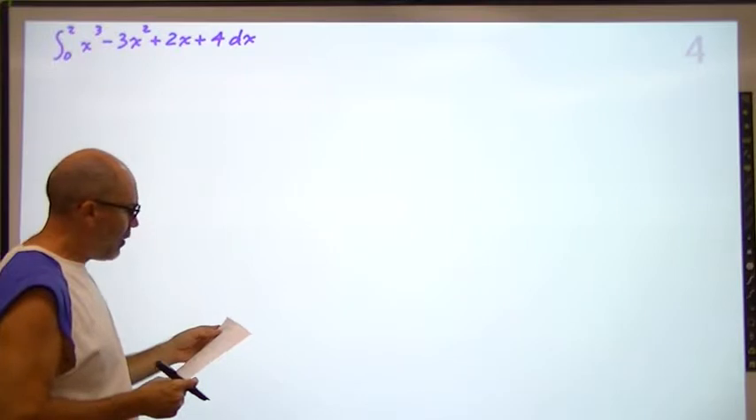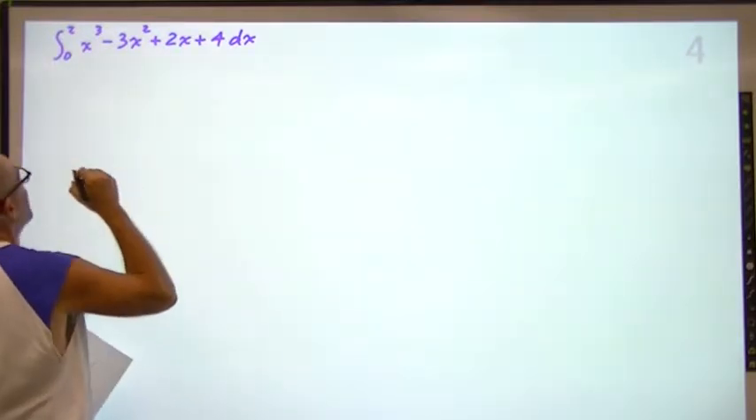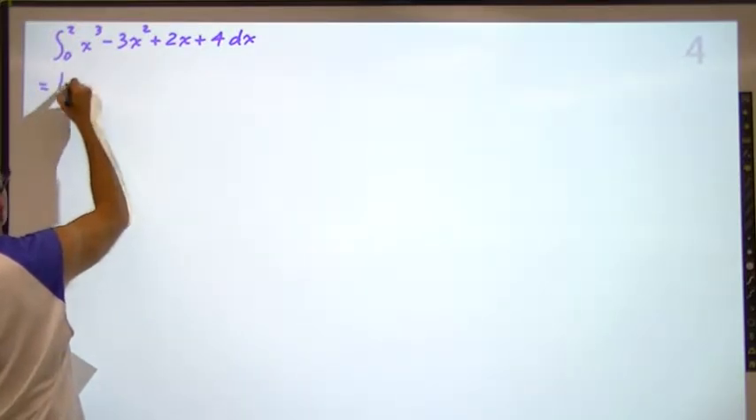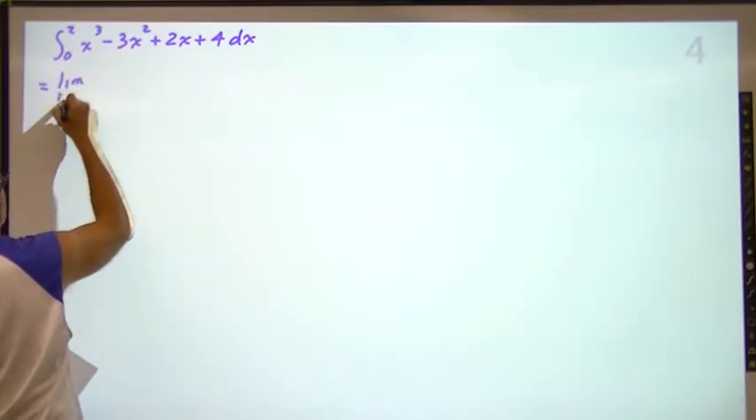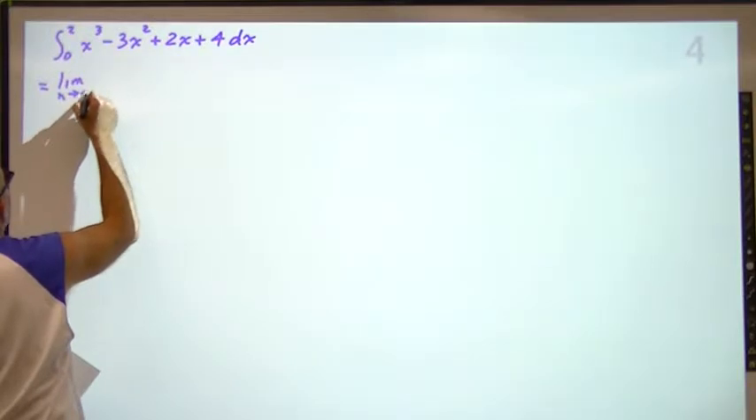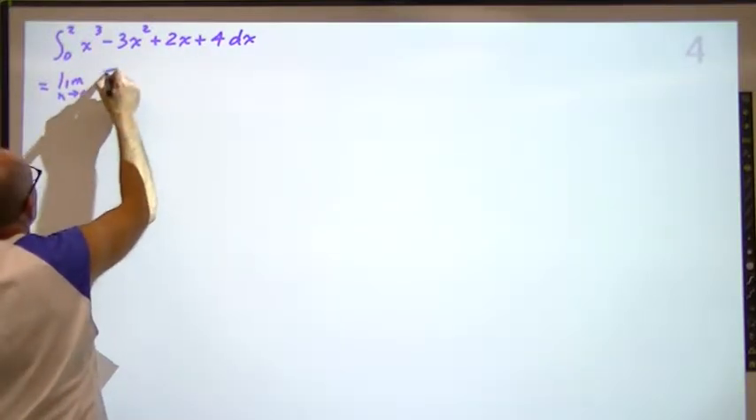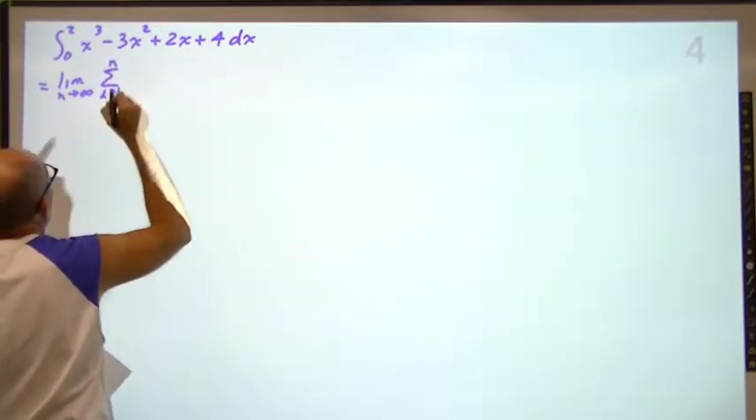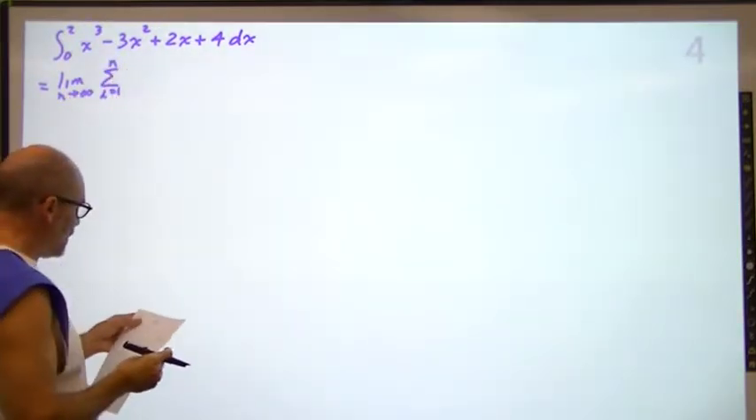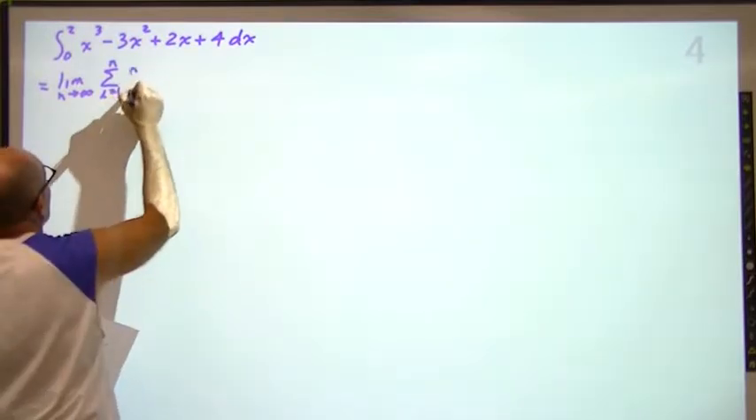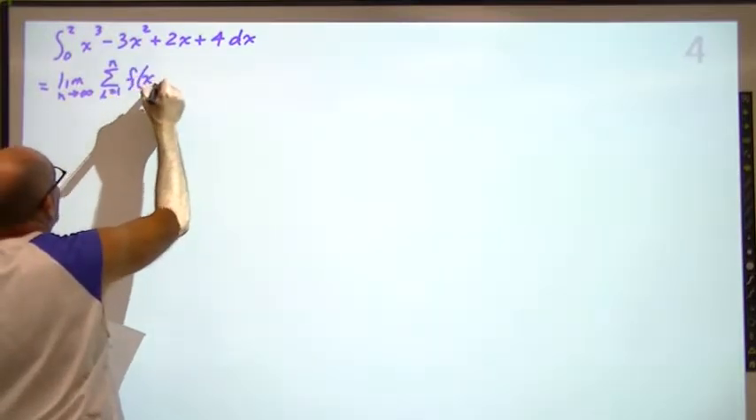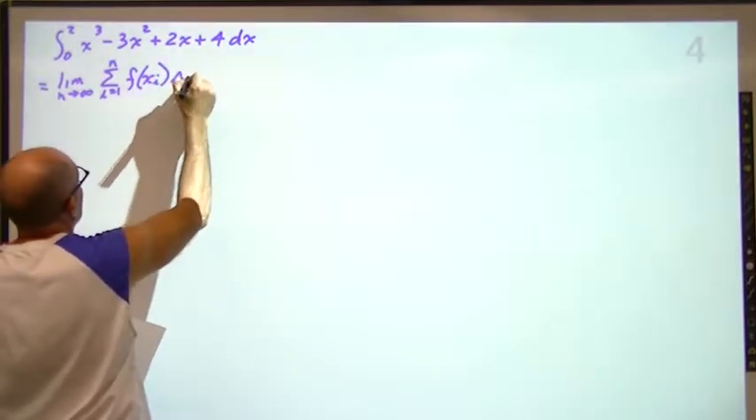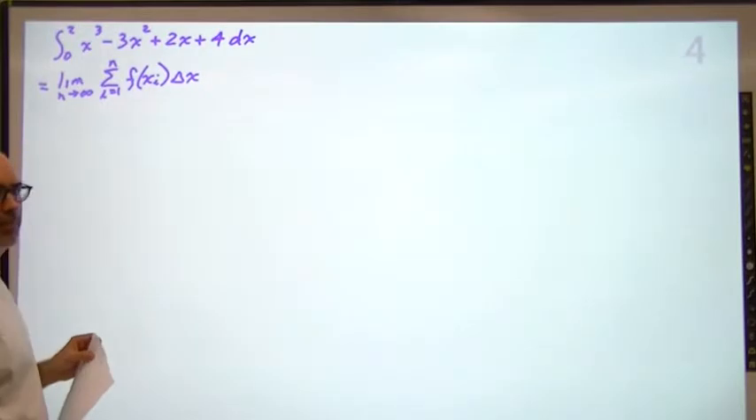Okay, now by Riemann sums we said that this equals infinitely many rectangles. So the limit as n approaches infinity of the sum from i equals 1 to n of my function, and that means each height of each rectangle times the width of each rectangle.